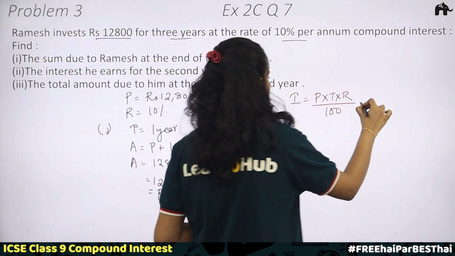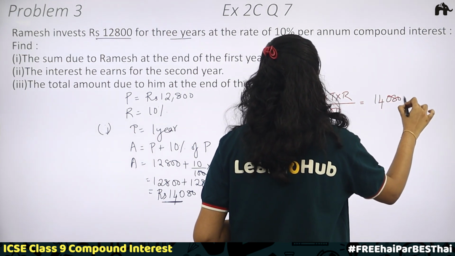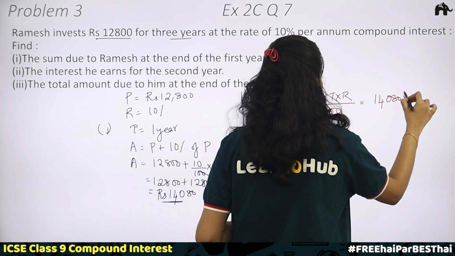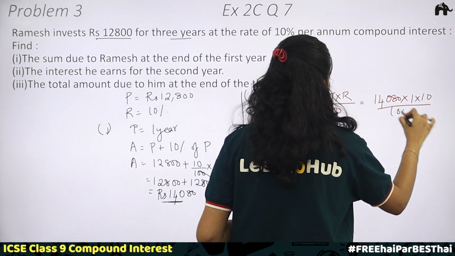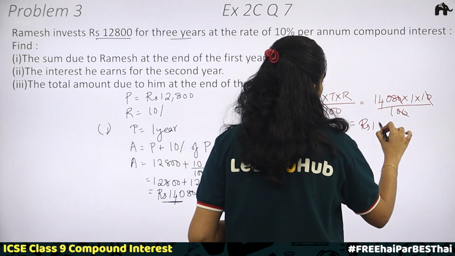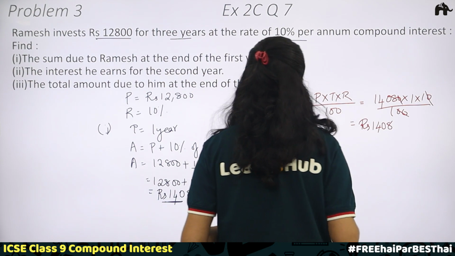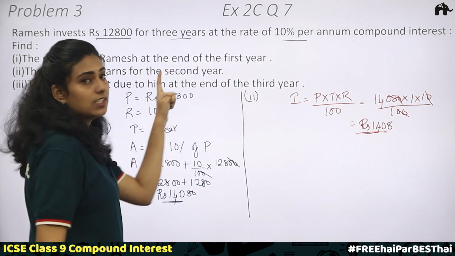Okay, so here what is the principal? 14,080 into time 1 year, rate of interest 10% whole divided by 100. Cancelling out zeros, you will be getting rupees 1,408. So, this is the interest he earns for the second year.